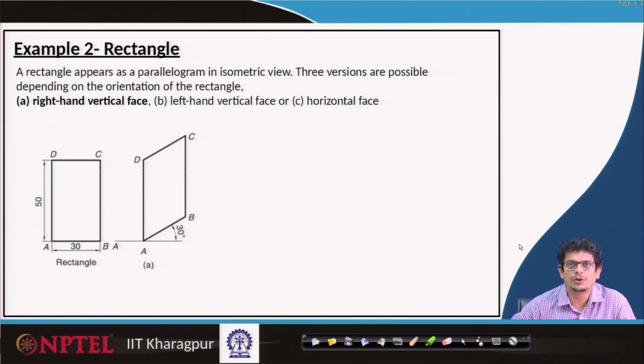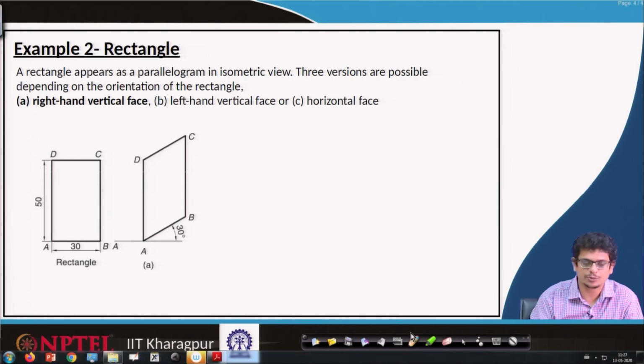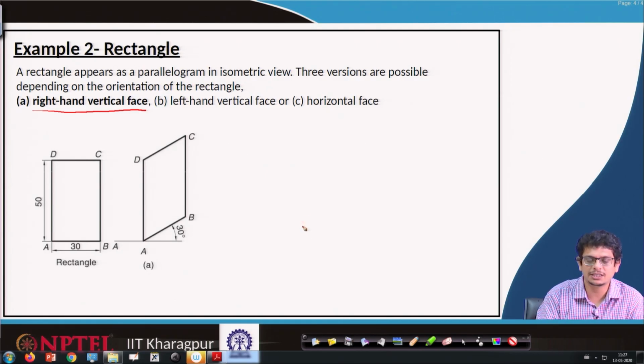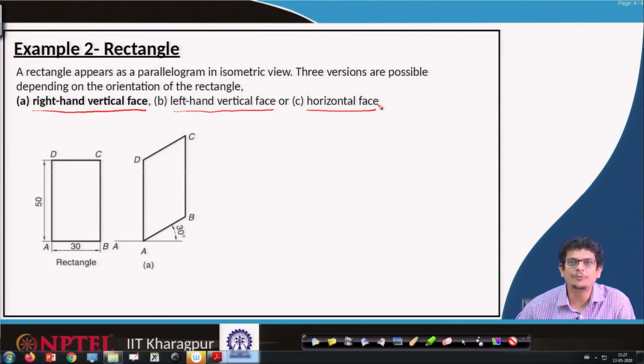The first thing: there are 3 different kinds of projections possible. One we call the right hand vertical face, which is an isometric projection; the left hand vertical face, that is also an isometric projection; and the top view of the horizontal face. Now, let us look at these projections step by step.